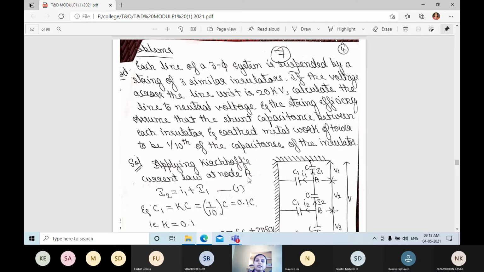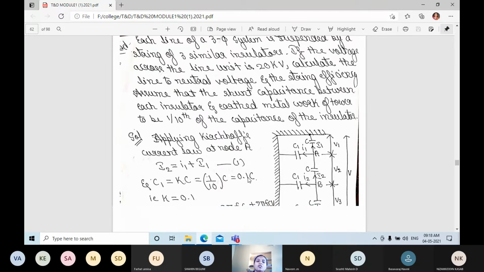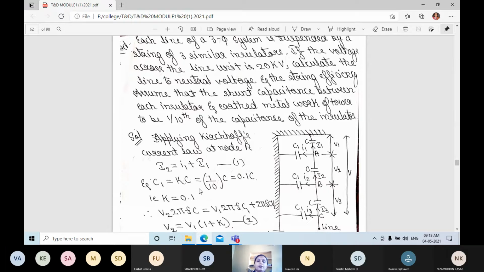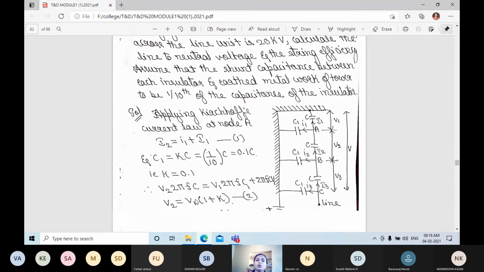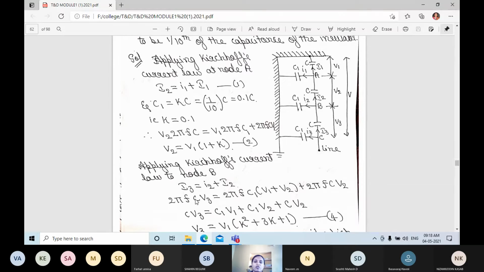Assume that the shunt capacitance between each insulator and the earthed metal work of a tower is 1/10 of the capacitance of the insulator. That is, they have given the K value as 1/10. We know the formula C1 is equal to K into C. So the value of K is 1/10, which we can write as 0.1. We need not do the derivation again.